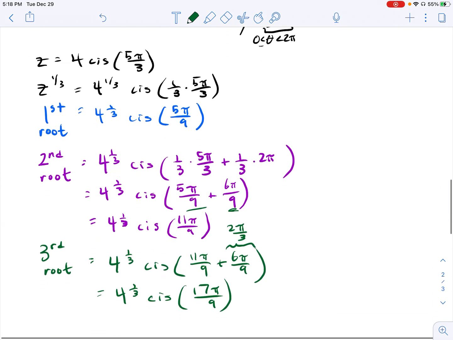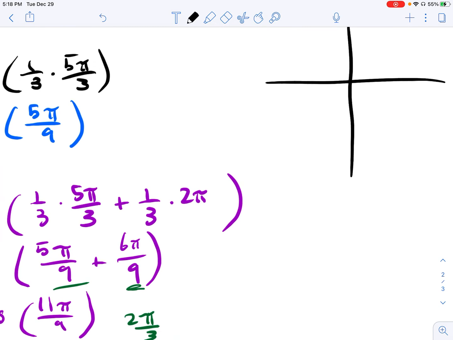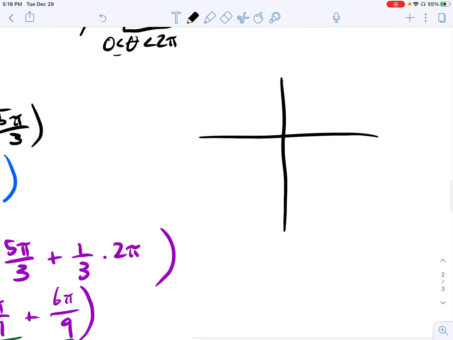Now, really quickly, I just want to close this by actually graphing these 3 solutions for you, so you can see what they look like. So let me go in a little bit closer here. We're going to get like 1, 2, 1, 2.